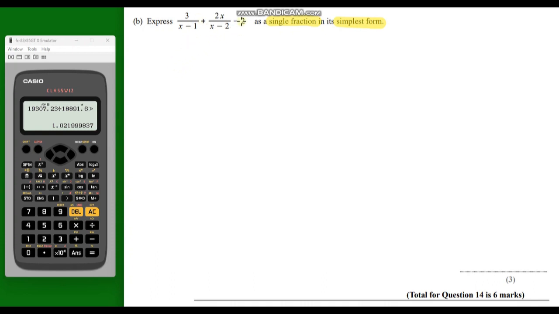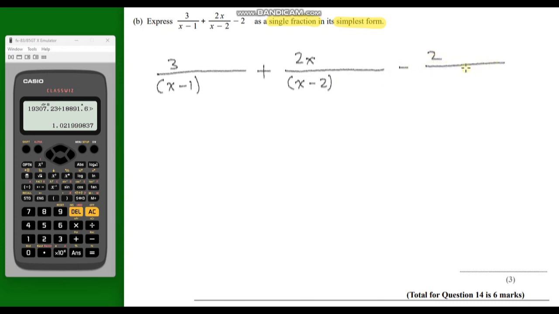I'm just going to rewrite this out again down here, just to give myself a bit of room. So 3, and then x minus 1. You'll see in a moment why I've left some space here, and I'm going to do that the same on all of these fractions. So here we've got x minus 2, and finally minus 2. I'm just going to write 2 as a fraction with just 1 underneath it, because that's just the same as 2.